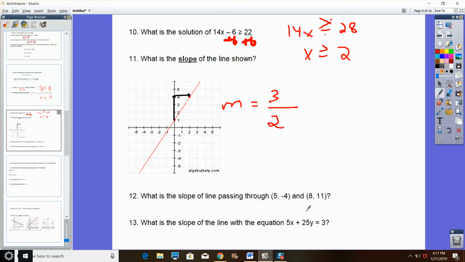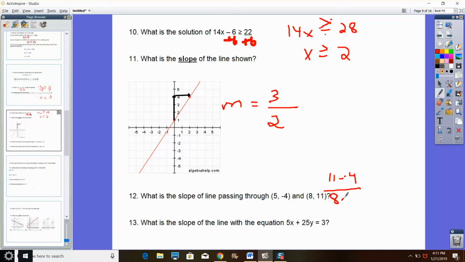Okay. The slope of a line that passes through (5, -4) and (8, 11). Here we use the slope formula. The slope formula is the y-coordinate difference divided by the x-coordinate difference. So here, 11 minus -4 over 8 minus 5.